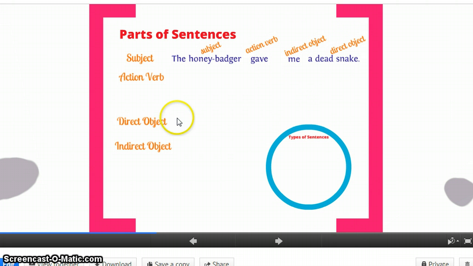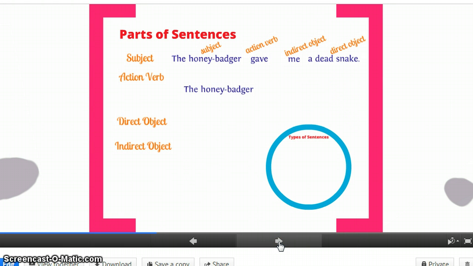An indirect object, while a direct object receives the action of the sentence, an indirect object usually somehow receives the direct object. So, what that means in this sentence, the honey badger gave a dead snake. You could rephrase, and almost always you can rephrase the indirect object with the word to. The honey badger gave a dead snake to me, or the honey badger gave to me a dead snake. We don't need the word to, and without it, it makes it an indirect object. The honey badger gave me a dead snake.